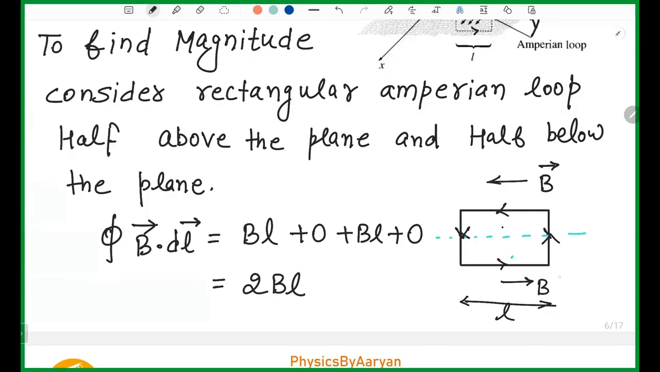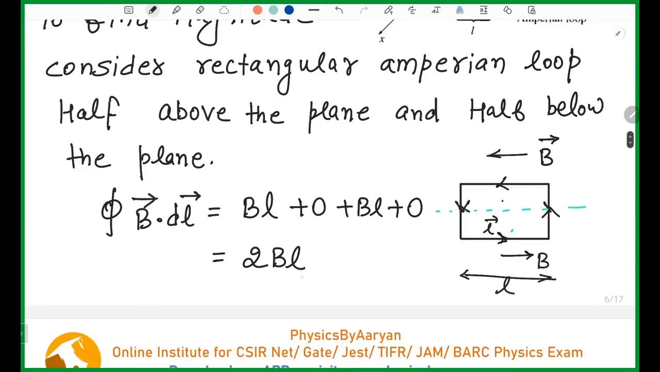Then this length, this L vector and this B, are in the same direction, so again BL, and this length and the magnetic field are perpendicular, so again 0. So total B dot dl will be 2BL, one because of this wire and one because of this wire.